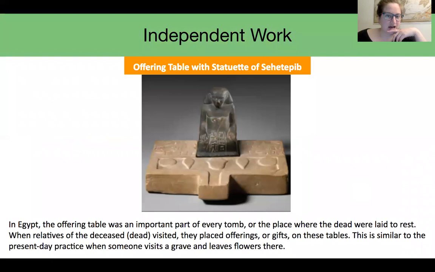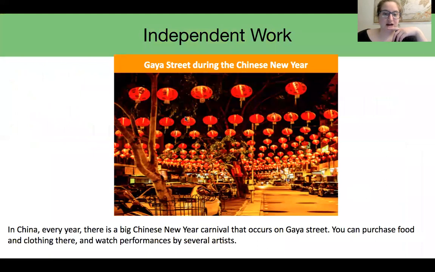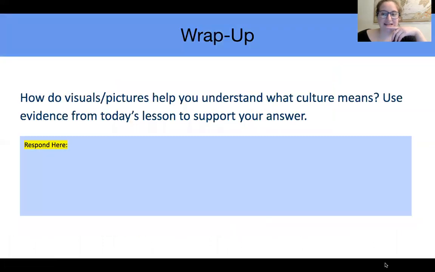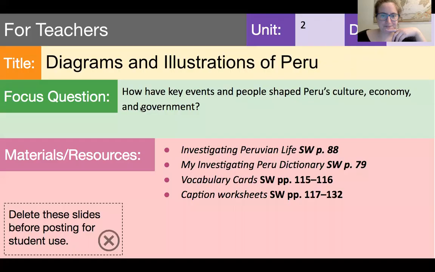So here's another Egyptian artifact with a caption. Here's a photograph of Chinese New Year with a caption. Here is a Nigerian wedding tradition with a caption. And they're going to end by thinking, how do visuals and pictures help them understand what culture means?